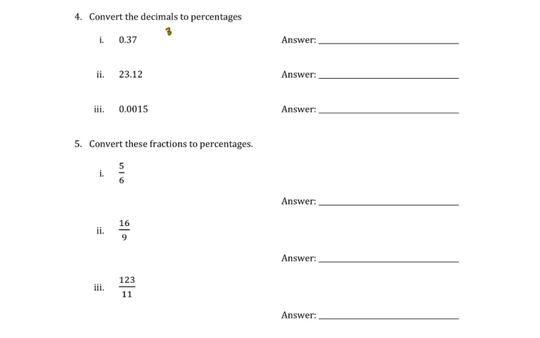Okay, next question. Convert these decimals to percentages. Very straightforward, 0.37. We could think of this as 37 divided by 100 if we wanted to, which is just 37%. Similarly, 23.12, we could think of this as 2,312 divided by 100, which is 2,312 out of 100, so it's 2,312%. Okay. Next, 0.0015 would be 0.15 out of 100, which is 0.15%. Next, convert these fractions to percentages.